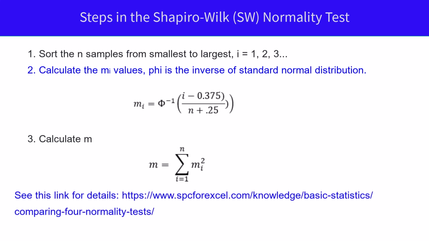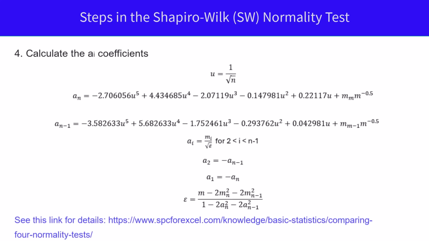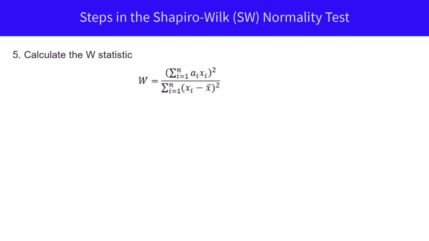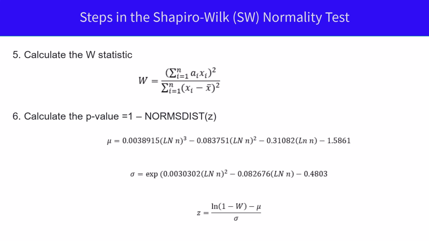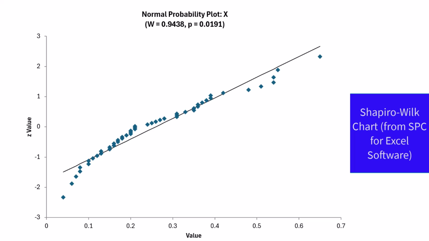The link is shown here. Calculate m_i and m. Then calculate the a_i coefficients. There are a lot of equations in this to do this. Of course, the SPC for Excel software does it automatically for you. And then you're going to calculate W, which is the statistic for the Shapiro-Wilk test, and then calculate the p-value. And in this case, the p-value is less than 0.05. It's 0.0191, and that tells us again that the data are not normally distributed.